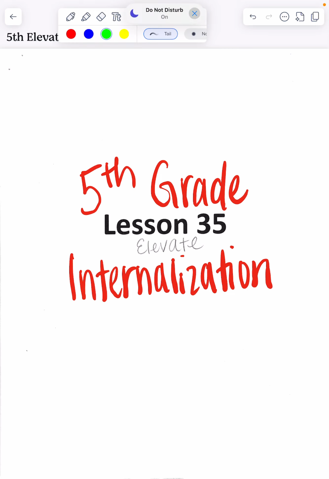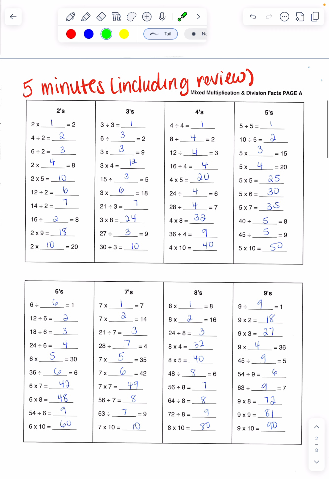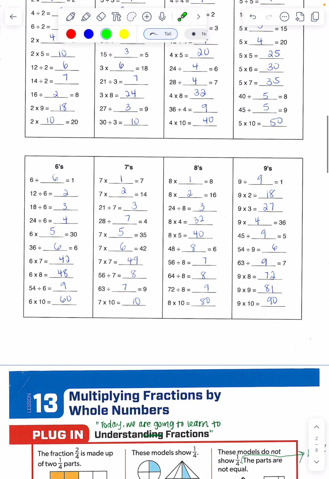Hi everyone, today we are going to go over 5th grade lesson 35 of the Elevate curriculum, which is all on understanding fractions. Just like any other day, we are going to spend 5 minutes on the sprint. That 5 minutes does include the review.